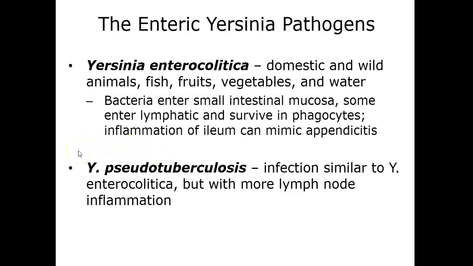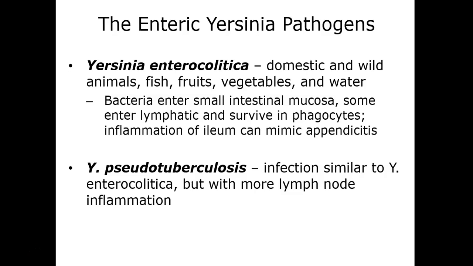We're also going to talk about the Yersinia. Yersinia is another genus of enteric pathogens. And specifically, we're going to get into a few different types. We're going to talk about Yersinia enterocolitica, Yersinia pseudotuberculosis, and then the most common that we are going to talk about is Yersinia pestis, which causes the plague.